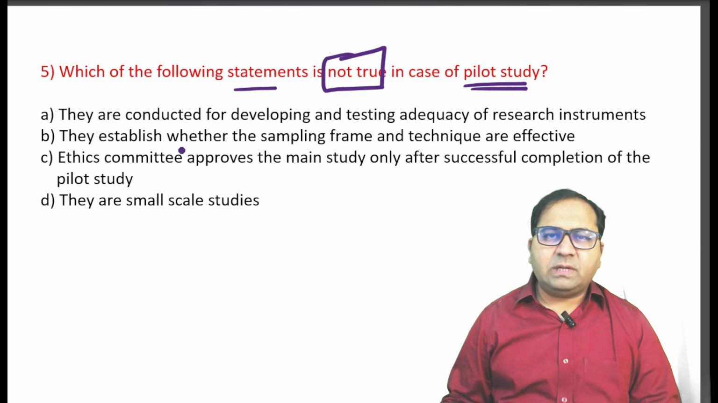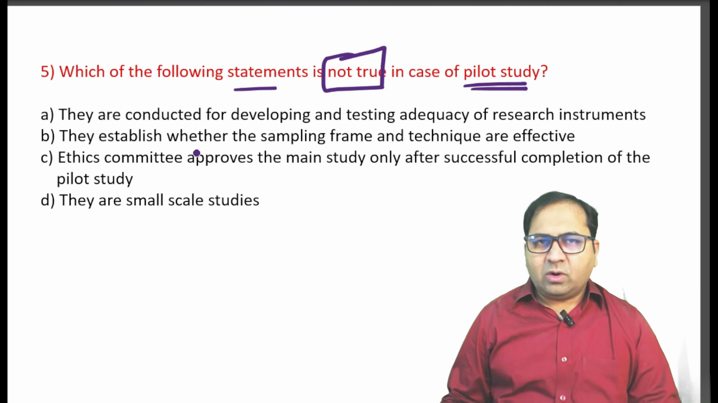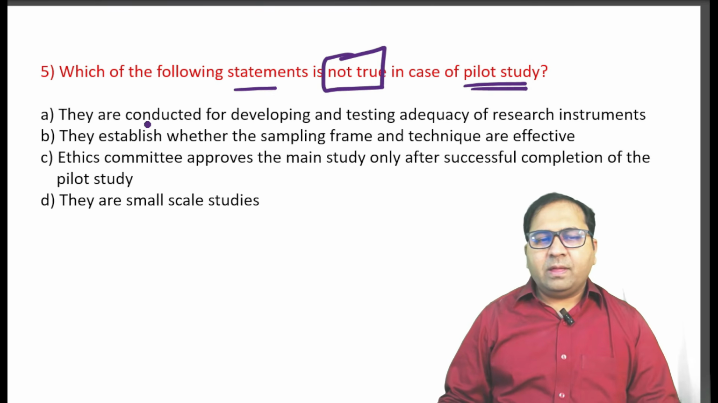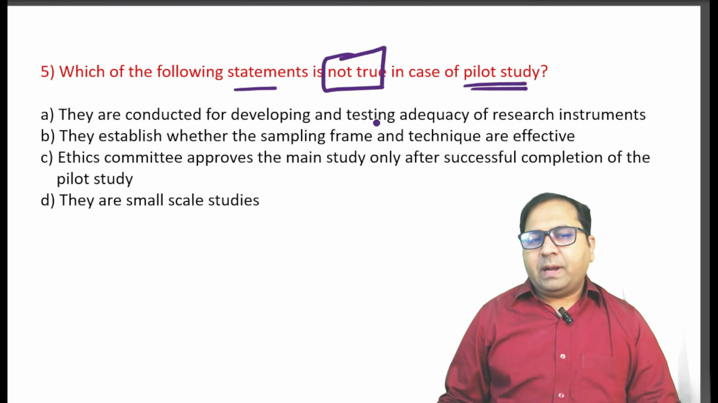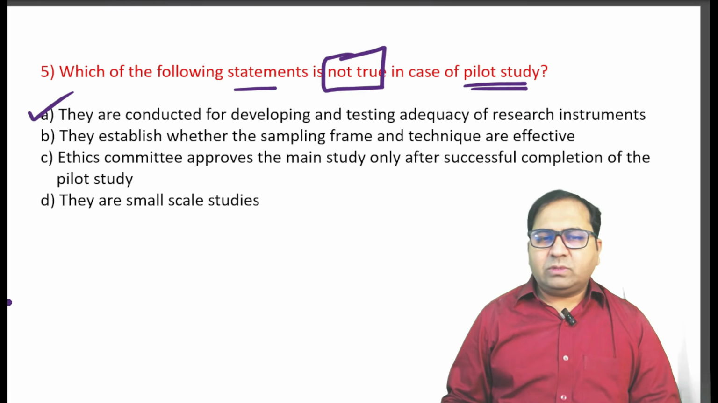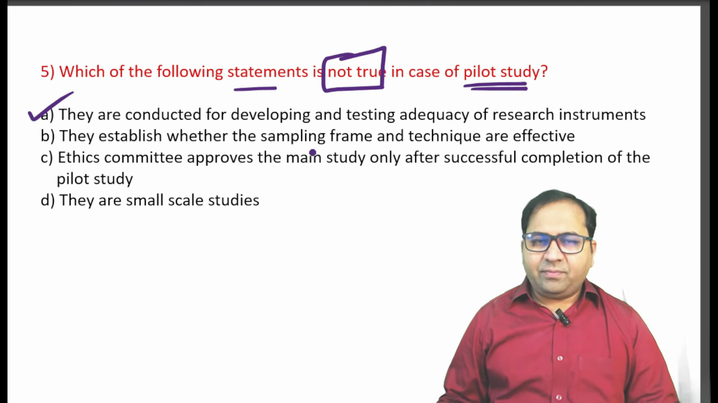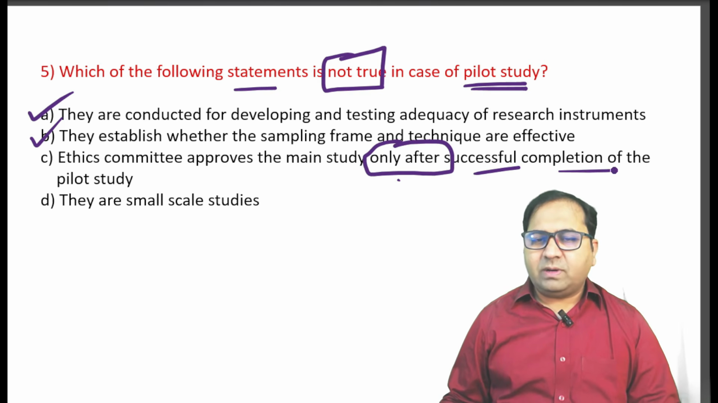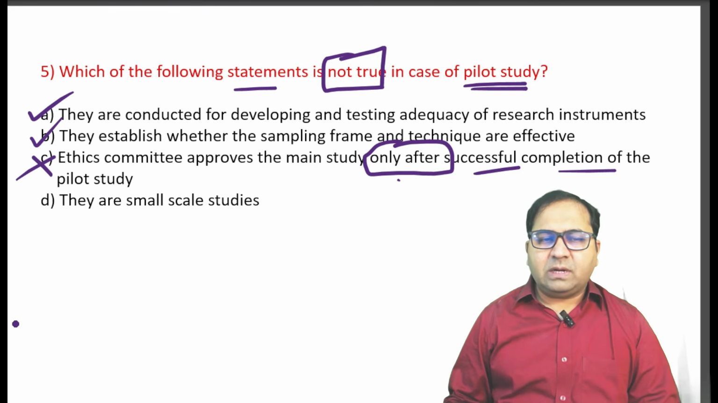So which of the following statements is not true in case of pilot study? That means among the four statements they gave, one statement is wrong, but the rest are correct. So let us see the statements again. They are conducted for developing and testing the adequacy of research instruments. Yes, this is a true statement in a pilot study. Second one, they establish whether the sampling frame and technique are effective. Yes, even this is correct. Then the third one, ethics committee approves the main study only after successful completion of the pilot study. No, this is not acceptable, this is a wrong statement. And fourth one, they are all small scale studies. Yes, even this is a correct statement. So we got the answer for this question.